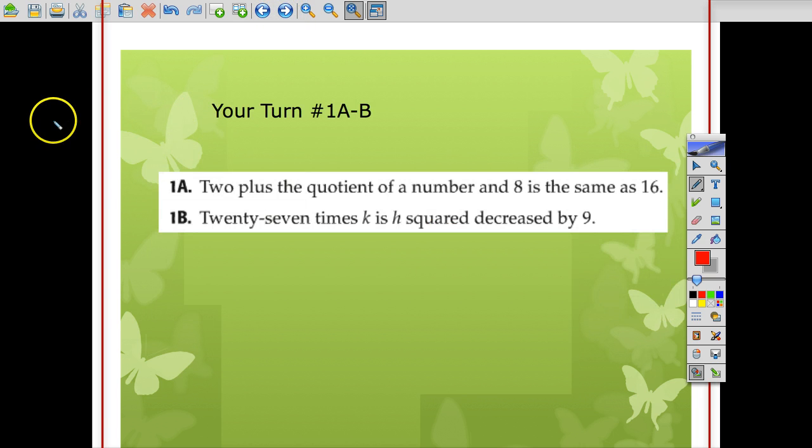Okay, here's your turn. This is the time you pause the video. You should have started the video with a paper and pencil, the name of the video lesson, your name and date. Now it's time to pause the video, write 1A and 1B, go ahead and do those two problems, and come back when you are done.